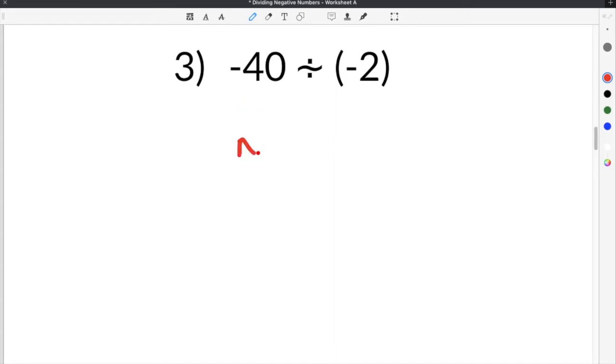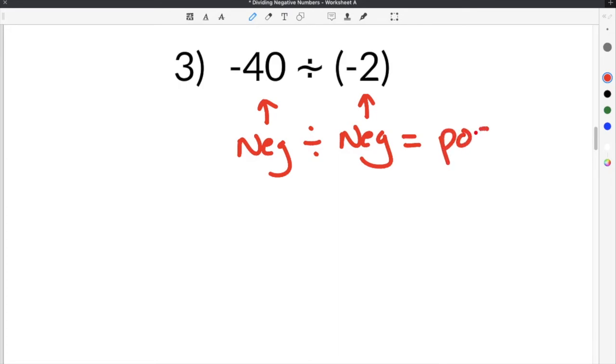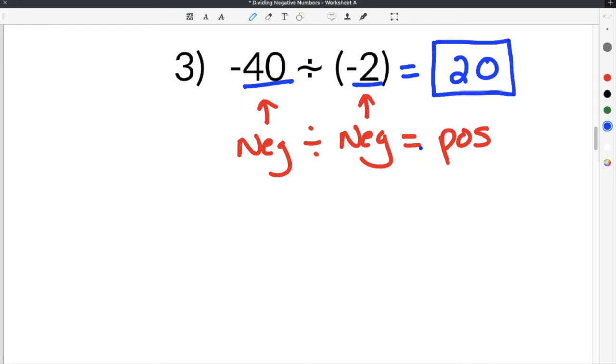Here's our third problem showing you how to divide negative numbers. This time we have negative 40 divided by negative 2. In this case, a negative divided by a negative, they have the same sign, so we know our answer is going to have to be positive. So we take our two numbers, in this case 40 and 2, and we divide them. So 40 divided by 2 is 20, and then we know that a negative divided by a negative has to make a positive, so this is going to be positive 20 or just 20.